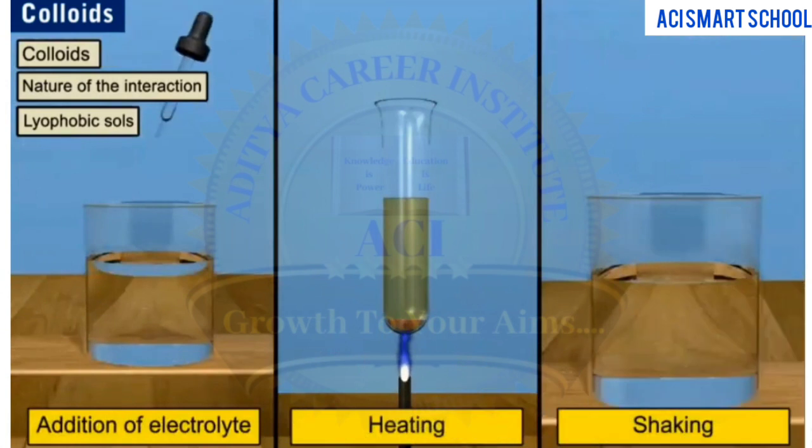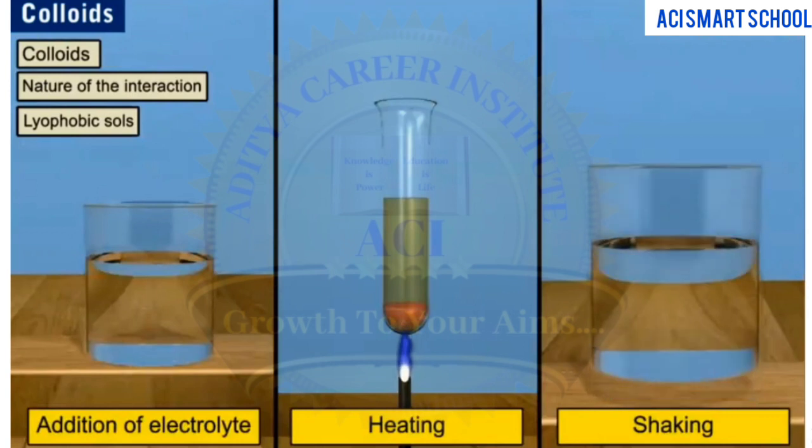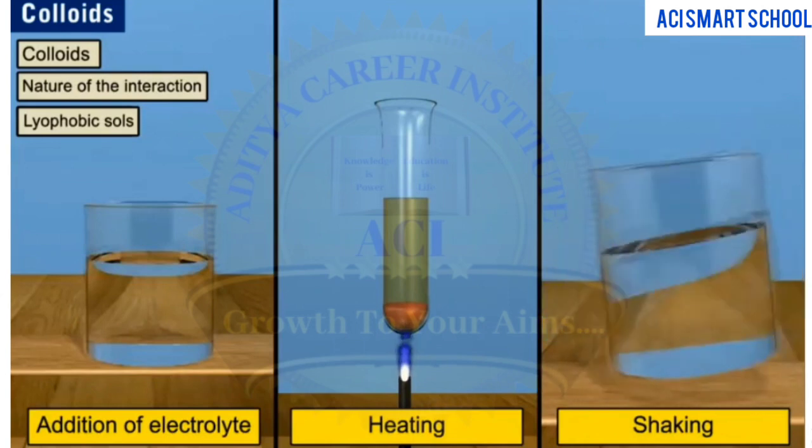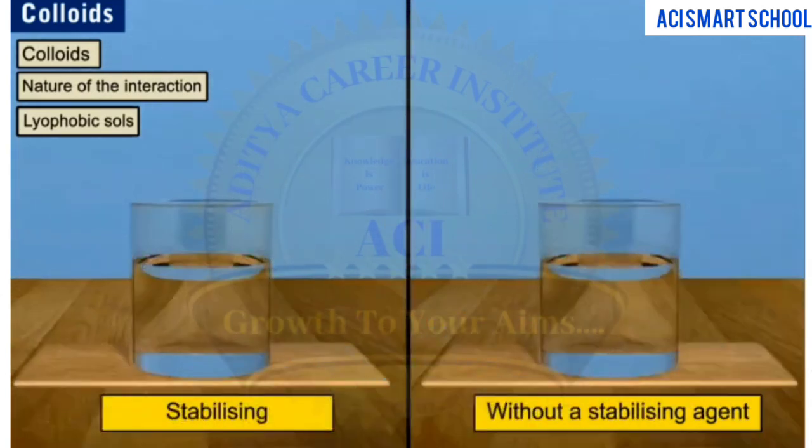Lyophobic colloids are readily precipitated on adding a small amount of electrolyte, by heating, or by shaking vigorously, and hence are not stable. Lyophobic sols need a stabilizing agent if they are to be kept for longer times.